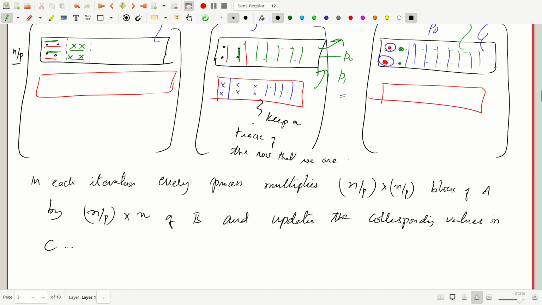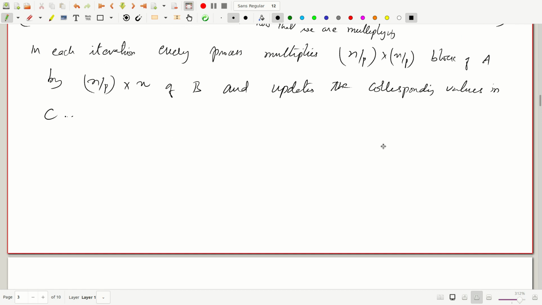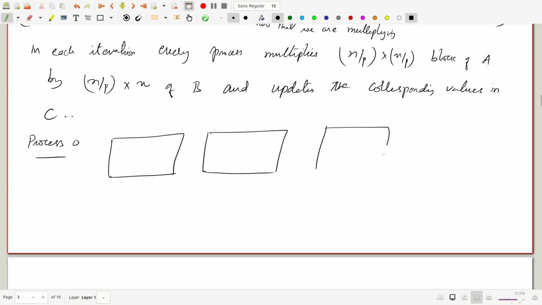All right. So if I were to draw a picture of how this looks, because for every process this is fixed except for the elements of B. Let's focus on one particular process, process 0. Let's say this is matrix A, this is matrix B, and this is matrix C. To start with, these are the elements that process 0 holds. You multiply this and then you store it here. That is the first iteration or step.